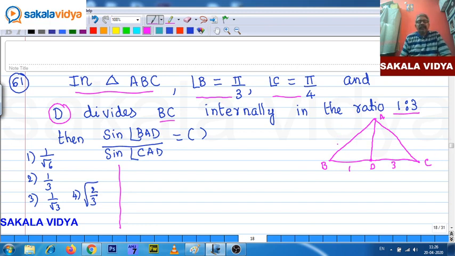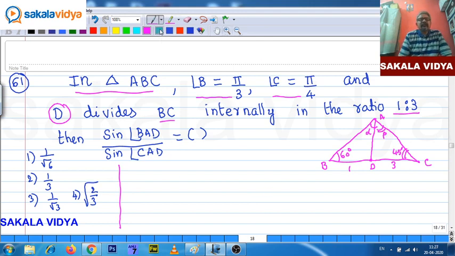Here what is the angle? Angle B is given, that is 60 degrees. Angle C is given, 45 degrees. Say this angle BAD is alpha. Say this angle CAD is beta. Now that means we need to find sin alpha by sin beta.